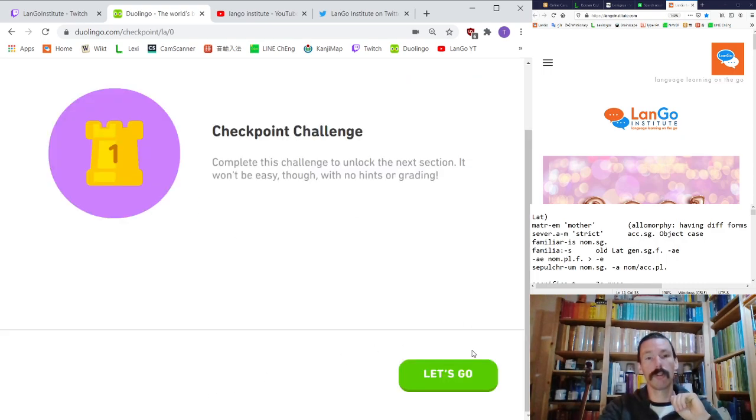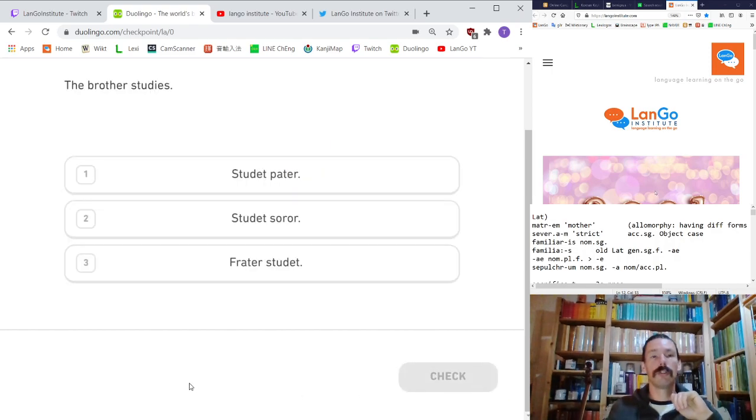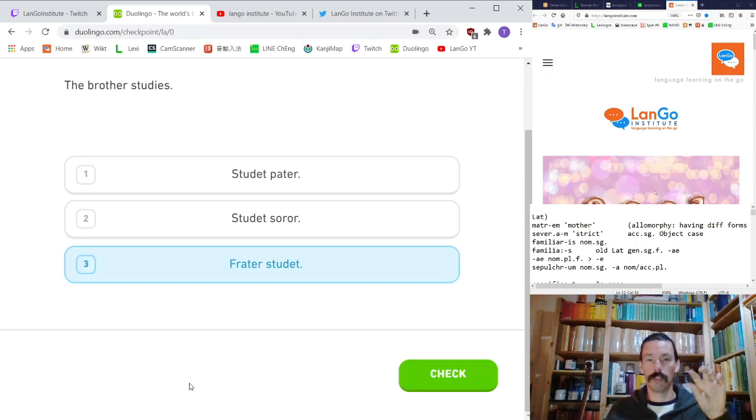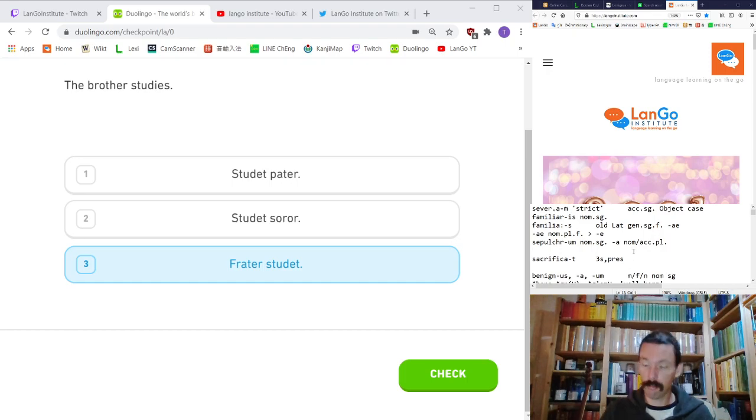So checkpoint. The brother studies. Brother is frater. Student, with that T suffix, the structure here rather. Let's put it with another verb. Sacrificat we saw earlier, and studat is actually how it is. A long A, part of the stem, and the suffix is just a T, also third singular, present. Those two meanings and others actually, indicative and so on, are expressed by a single suffix. That's all I'm going to say on that.